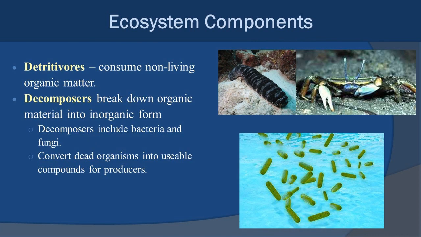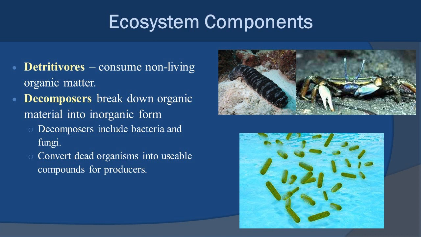Now, of course, we couldn't look at ecosystem components without talking about detritivores and specifically decomposers. What happens when animals die or they shed off skin or exoskeletons or whatever? You have organic matter that's not living. That's where these two components come in. Detritivores are going to be consuming detritus, and detritus is basically non-living organic matter, and it tends to collect on the seafloor through various means.